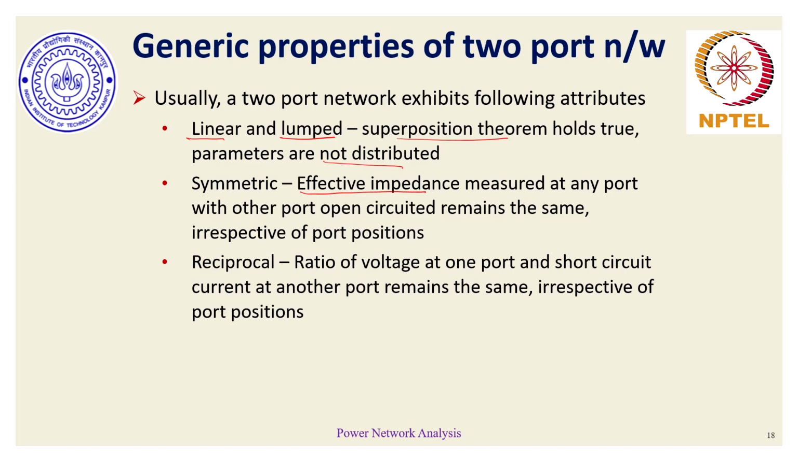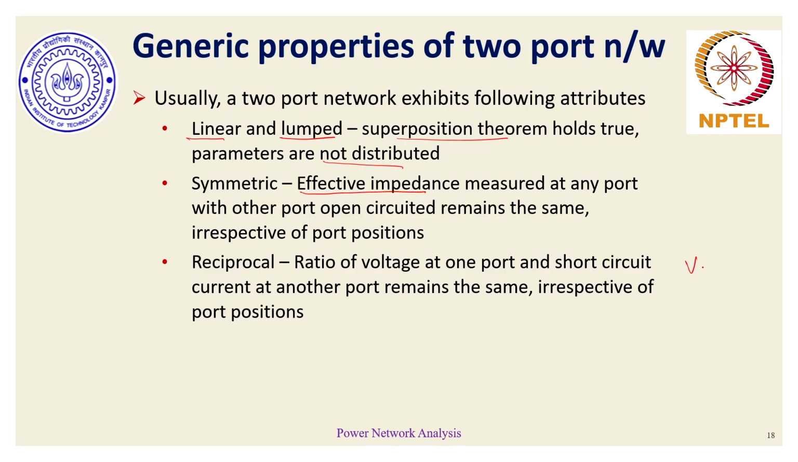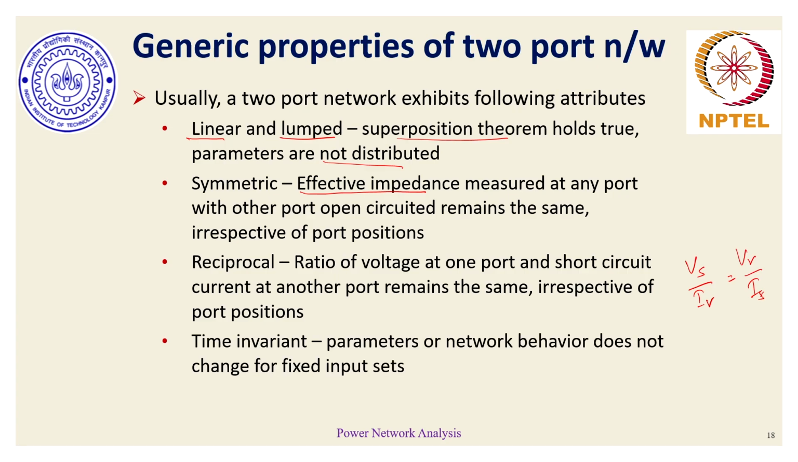Two-port networks often are also reciprocal. That means the cross impedances or cross admittances remain the same. If we talk about cross impedance, it is the ratio of sending end voltage with respect to receiving end current under certain conditions, or in terms of cross admittance, the ratio of receiving end current with respect to sending end voltage. These numbers remain the same irrespective of what the port positions are. That means the ratio of Vs by Ir and the ratio of Vr by Is would be equal to each other irrespective of the port position. That's the property of reciprocity.